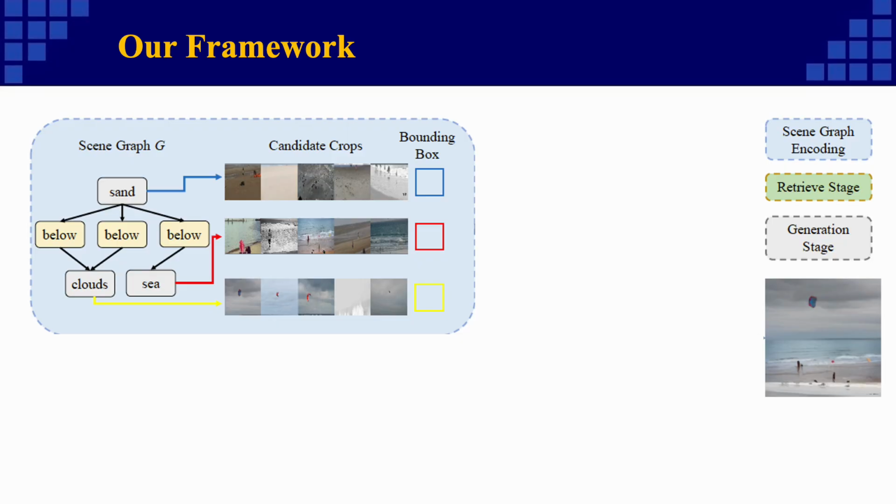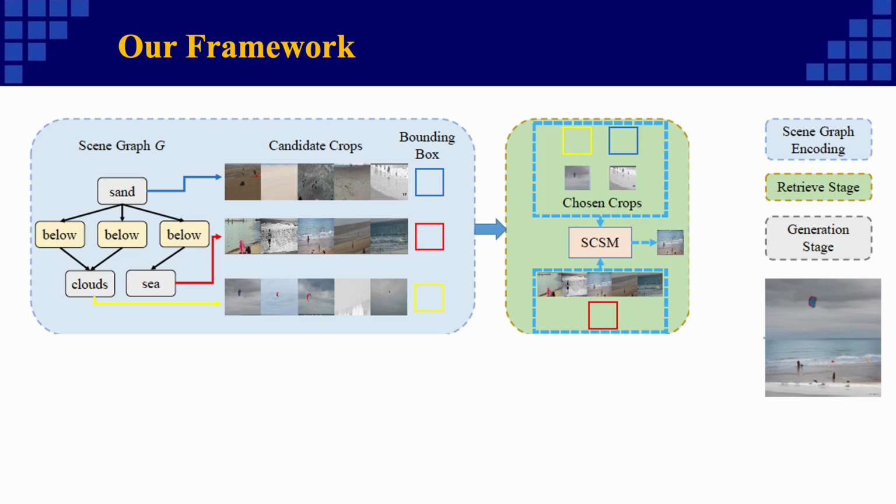Our overall framework can be divided into three stages: the scene graph encoding stage, the retrieval stage, and the generation stage. In the scene graph encoding stage, we use the scene graph to extract semantic features which are useful for crop retrieval and location prediction for each object. In the second stage, the sequential crop selection module, called SCSM, sequentially selects the most compatible crop for each object given all previously chosen crops, which will be used for image synthesis.